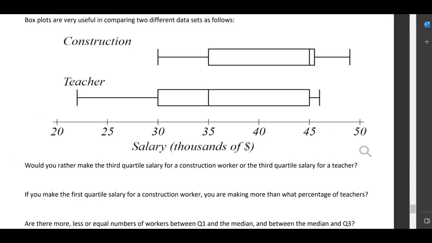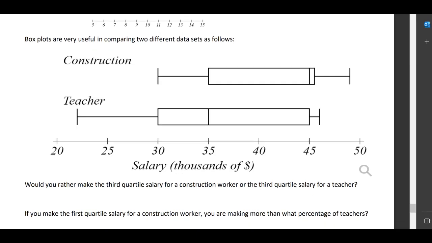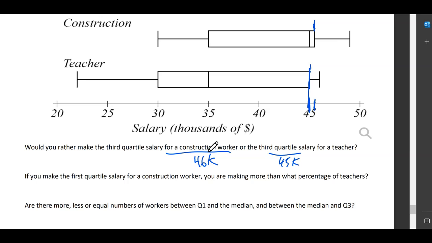This is a common question because you can use 2 box plots to compare populations. Would you rather make the 3rd quartile salary for a construction worker, right here, about $46,000, or the 3rd quartile salary for a teacher, $45,000? Well, that's like $46K, whereas this is only $45K. So if it's just based on numbers, you'd rather be a construction worker. But they have to work summers, so there's more going on there.